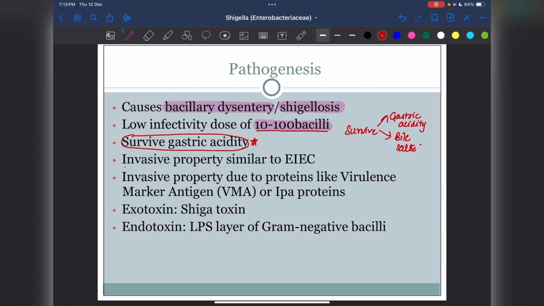They have an invasive property which makes them similar to EIEC, that is enteroinvasive E. coli. As I've already told, we are going to study all the E. coli in our next video. Their invasive property is due to some proteins, and that protein is known as virulence marker antigen, VMA. It is important to know about this, and it is also present in EIEC, and they are also named as Ipa proteins. So pathogenesis is due to the exotoxin named Shiga toxin, which is only produced by Shigella dysenteriae type 1, and endotoxin, that is in the LPS layer of all the gram negative bacilli. Shigella is a gram negative bacillus, so it has an LPS layer, so ultimately it has endotoxin.